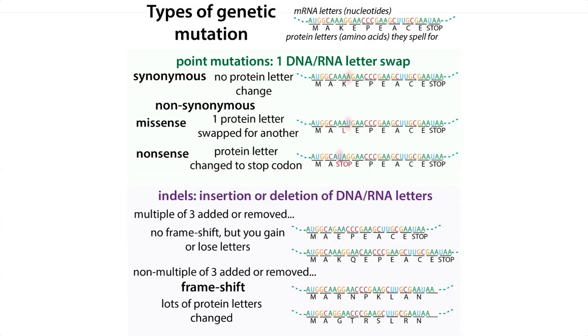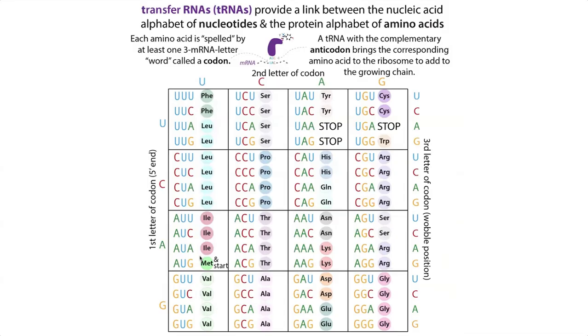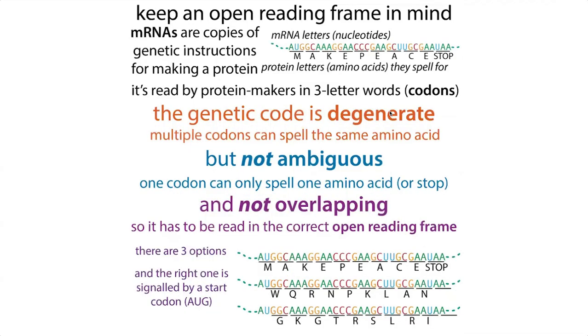If you think about these three-letter combos, and we had multiple combos that can spell for or encode a single amino acid, we call it degeneracy. So the code is degenerate, but it's not ambiguous. So each codon will only ever spell one thing, and it's not overlapping. So you basically go 3, 3, 3, 3, but then those threes aren't overlapping.